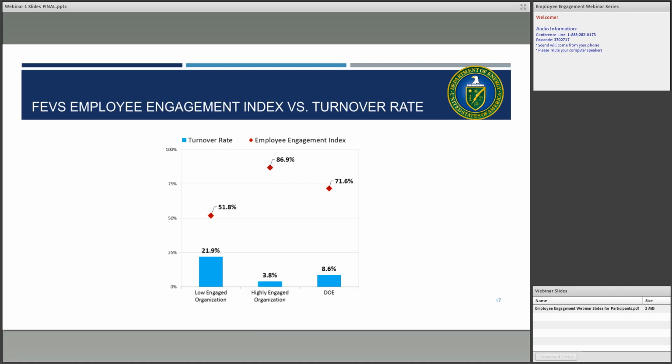This chart compares highly engaged organizations to low engaged organizations, and compared to DOE overall, with FY18 data. These 2 organizations are Tier 1 organizations at DOE. As you can see, the turnover rate is much lower in highly engaged organizations compared to low engaged organizations. That is more than 400% in difference.